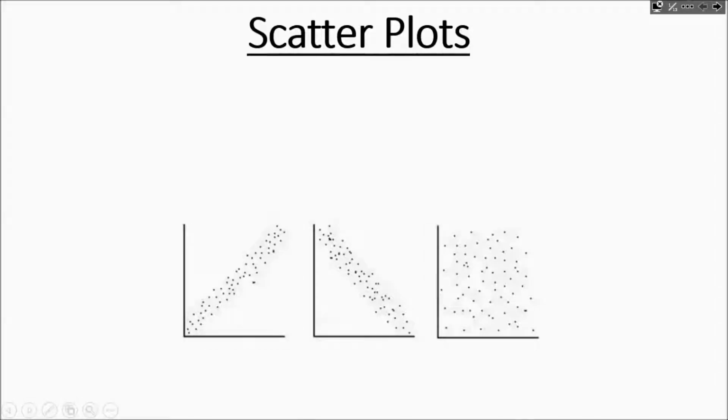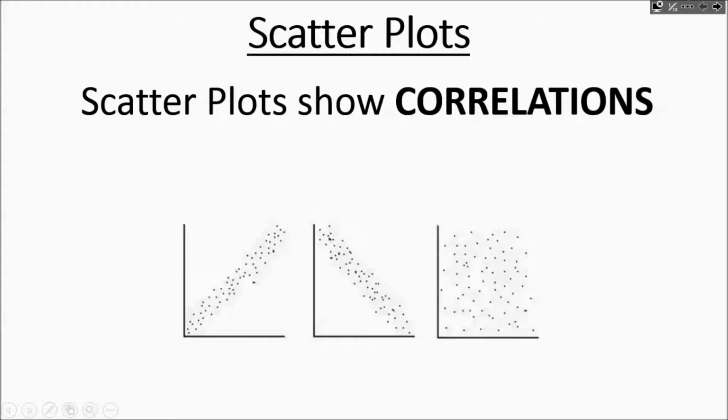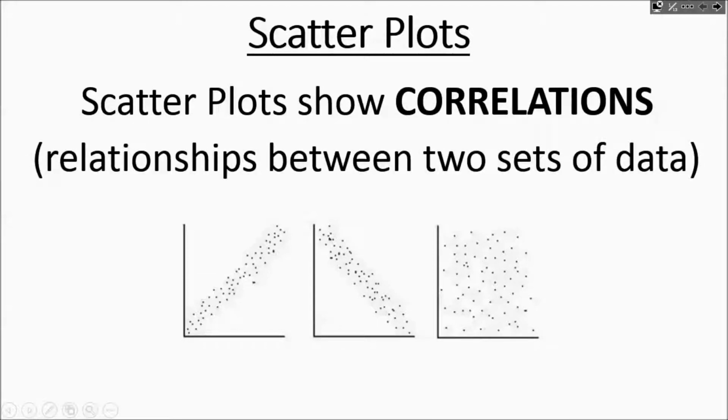This video is going to be covering scatter plots. Scatter plots show correlations. Correlations means relationships between two sets of data. So you could have three types of correlations. You could have positive correlations, negative correlations, or no correlations at all.